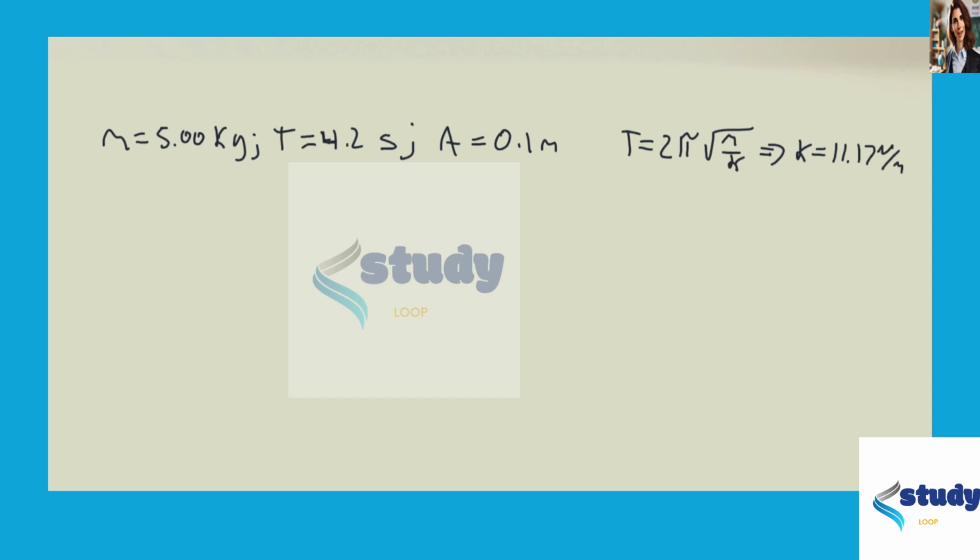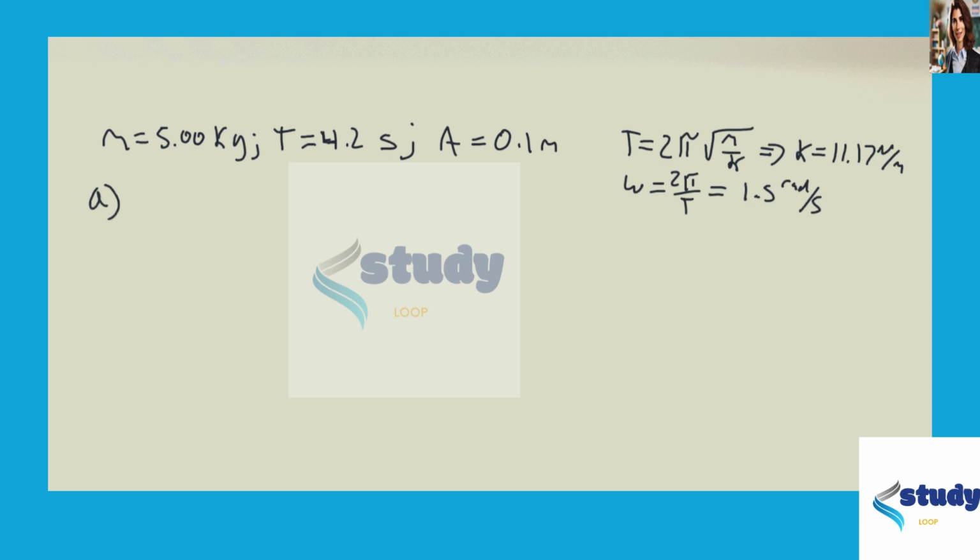And the other thing we could figure out is that the angular frequency of this pendulum is going to be 2 pi over T, which just equals 1.5 rads per second. Okay.